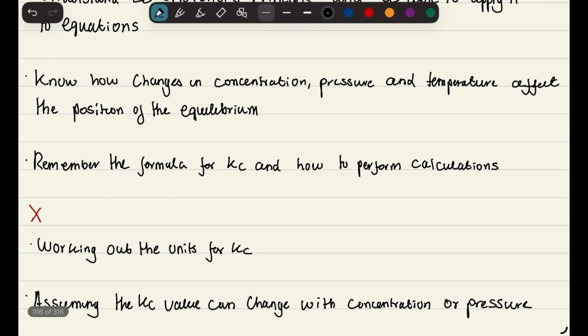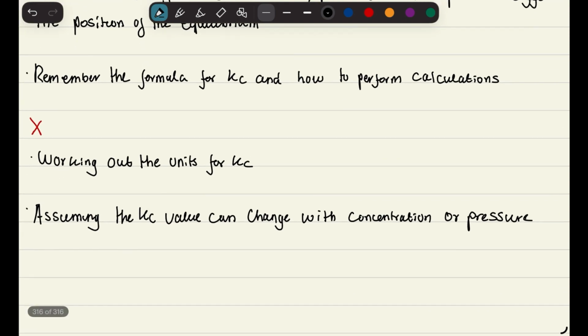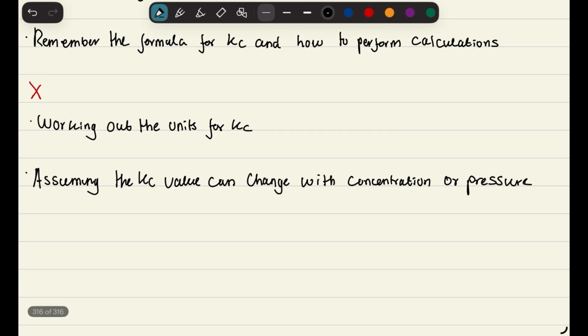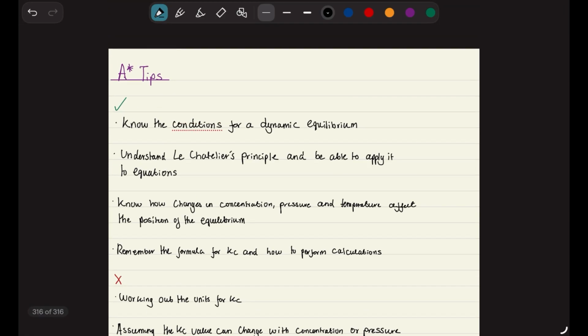The formula for Kc, again, I think if you know how to get that formula, calculations come easy. So just make sure you can do the formula. Now, units for Kc, they've told you not to worry about for now. There will come a time when you do need to worry about the units in these sort of questions, but we'll leave that for A2 or year 13. And know that the Kc value does not change with concentration or pressure, it's only temperature that's going to change this. So just stick to that.